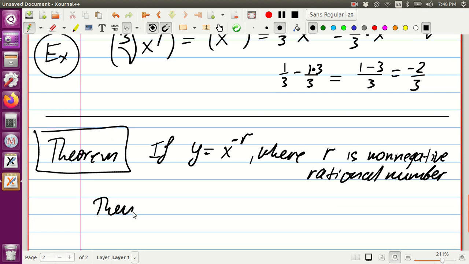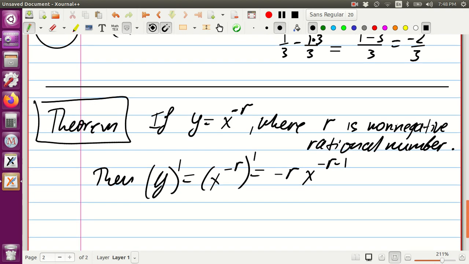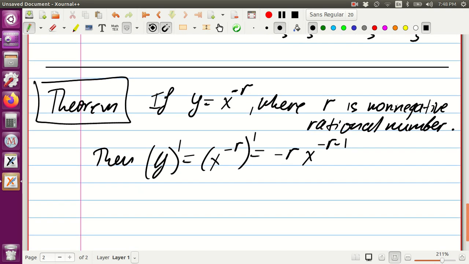Then derivative of y, derivative of x to the negative r, is negative r x to the negative r minus 1. So pretty much the same rule as before works. Let's try to prove it. Our proof would be the following way.